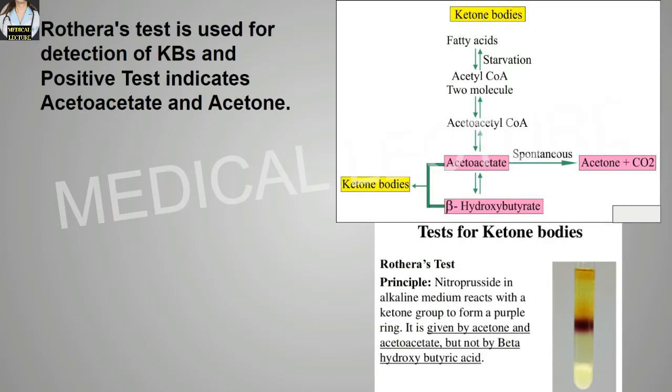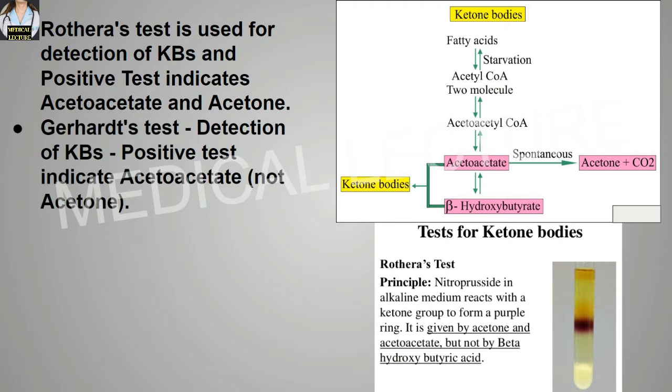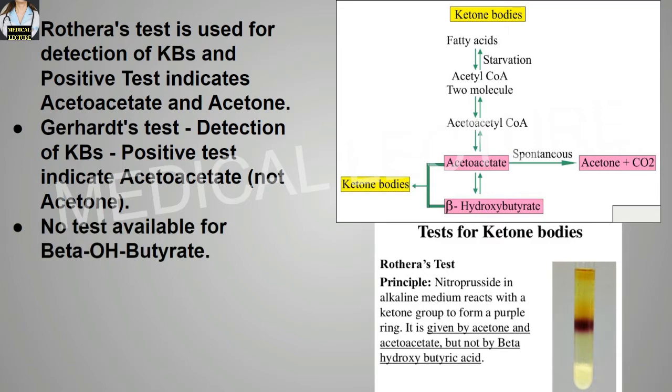Rothera's test is used for detection of the ketone bodies and a positive test indicates acetoacetate and acetone. Gerhardt's test is used for detection of the ketone bodies. A positive test indicates acetoacetate, but it is not used for acetone detection. No test is available for beta-hydroxybutyrate.